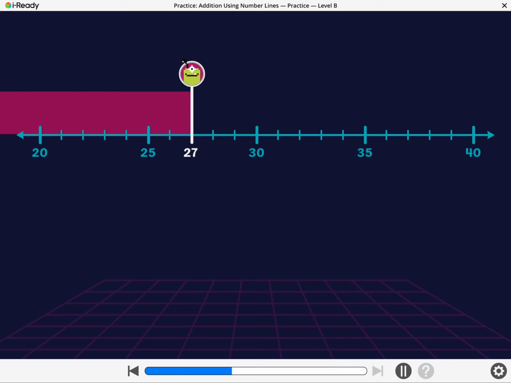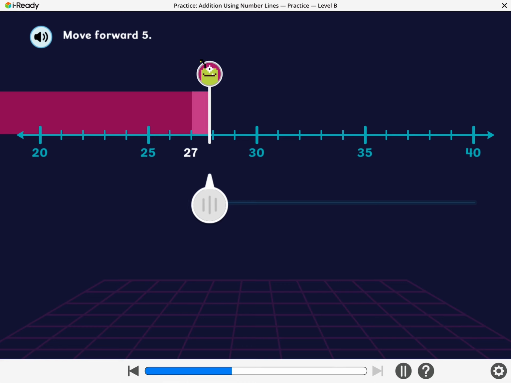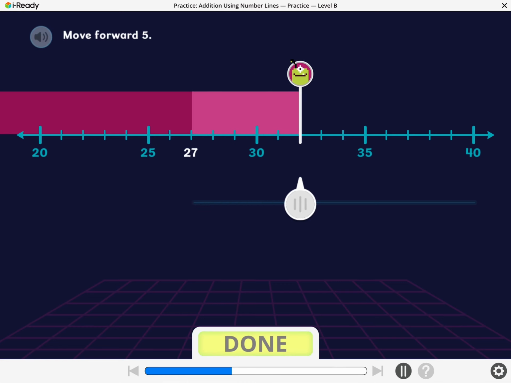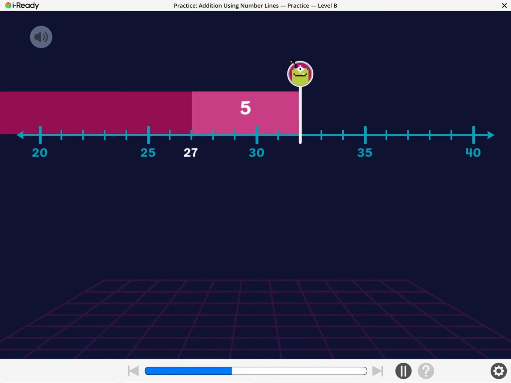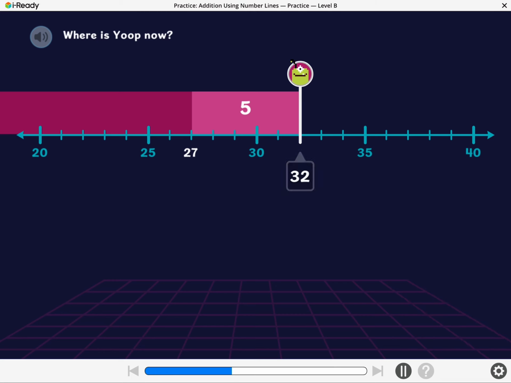Youp is at 27. Move forward 5. Where is Youp now? 27 plus 5 equals 32.